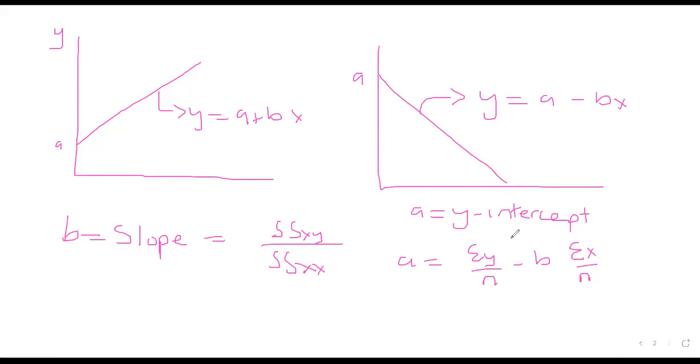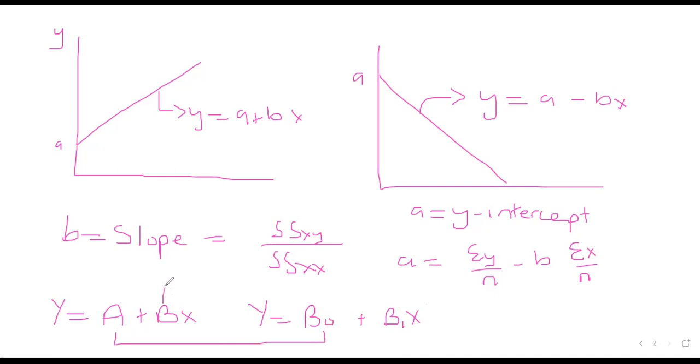So we call this the y-intercept. Collectively, these ones are what make up the regression equation. Y is equal to a plus bx. Or other books would give you y is equal to what? b0 plus b1 x. So we know that this is the y-intercept, and this is the slope.